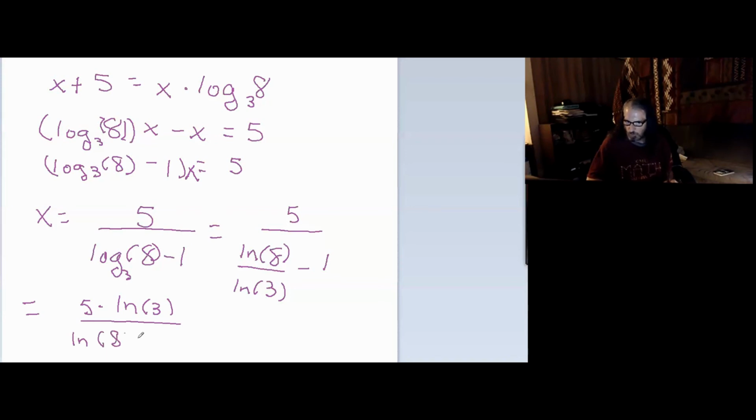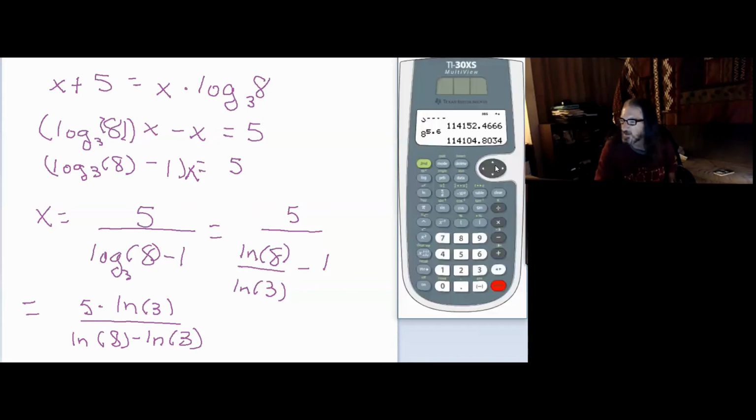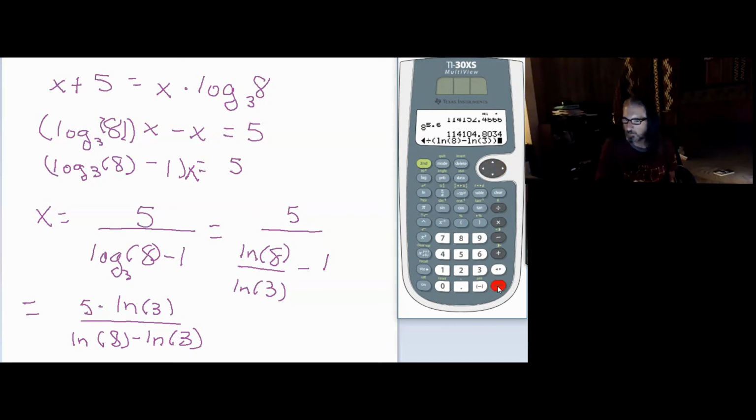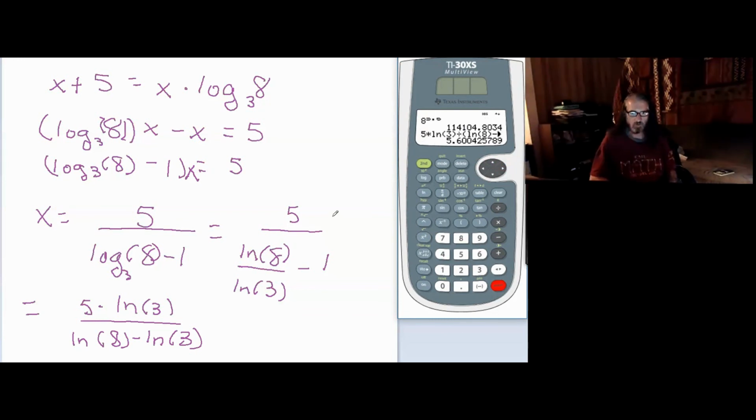That would cancel on the first one, but we're also having to distribute to the second one. And if I remember right, that's what we had before. Let's see. 5 times the natural log of 3 divided by the natural log of 8 minus the natural log of 3. So we're still going to get that 5.600, just like we did before.